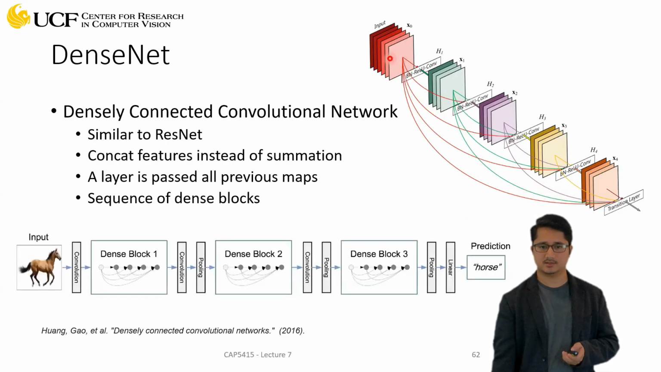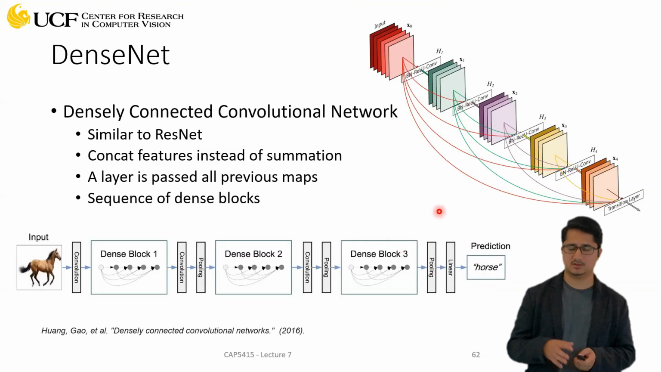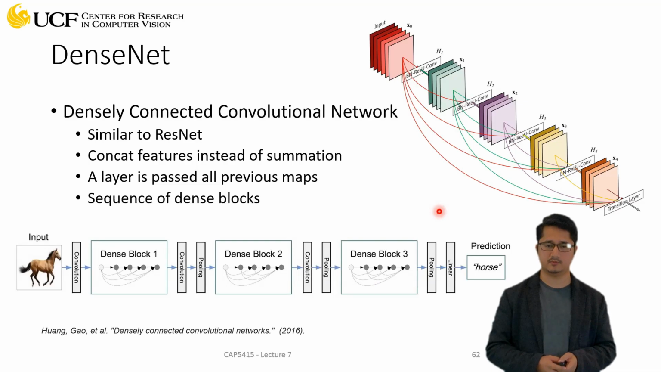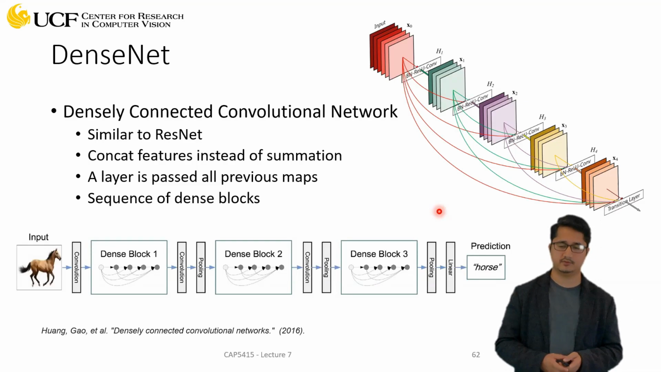Then this is just one dense block, and then you have a sequence of these dense blocks. So this is again just a variant of ResNet, and of course it performs better than ResNet because you have these dense connections, which improve the learning power of the model.